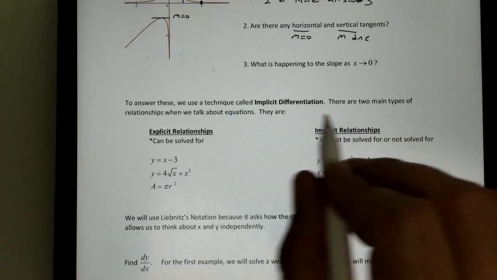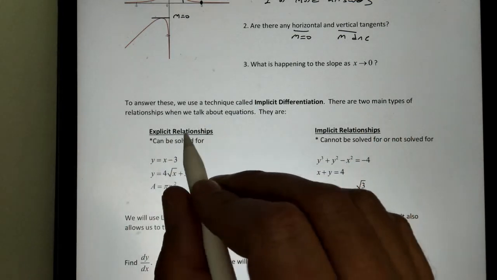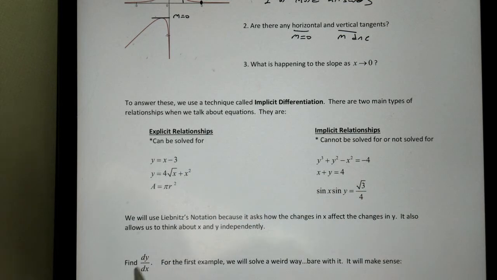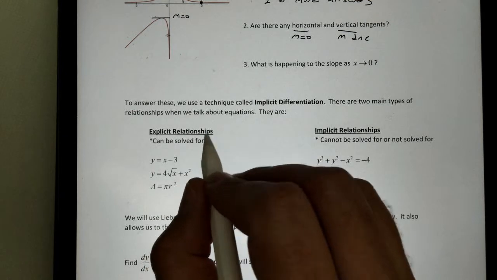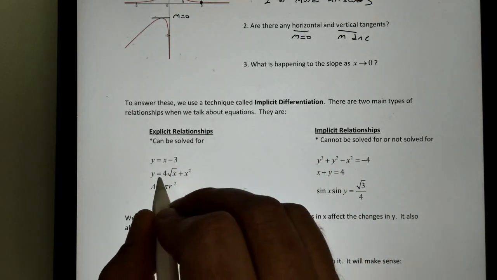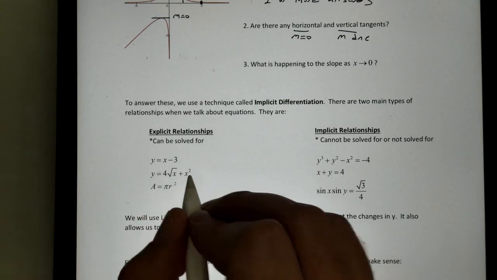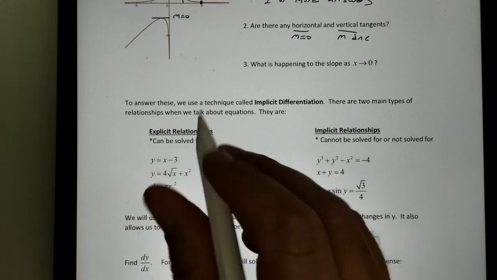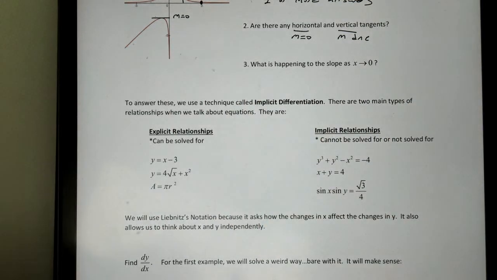There are two main types of relationships when we talk about equations, and they're the following. We have explicit relationships. These are functions that can be solved for. In other words, I can say y is equal to x minus 3. y is equal to 4 root x plus x squared. Area is pi r squared. I can solve for a variable. I have a variable explicitly solved for.